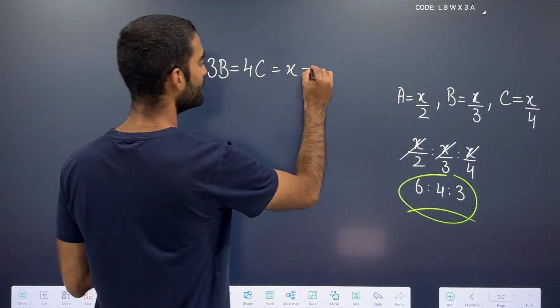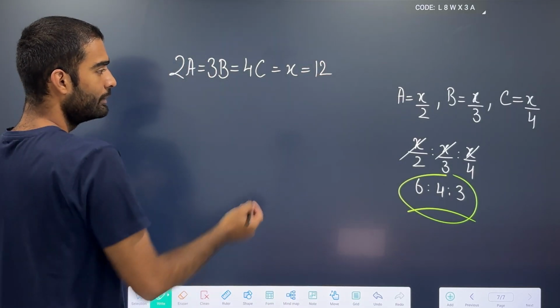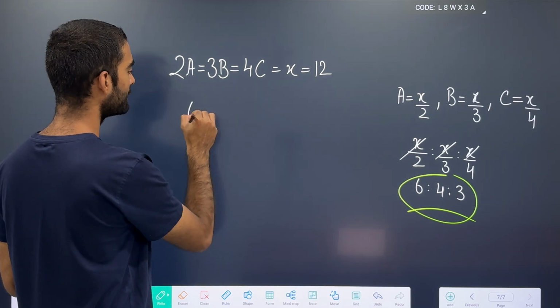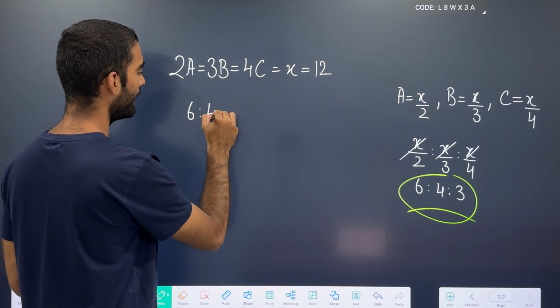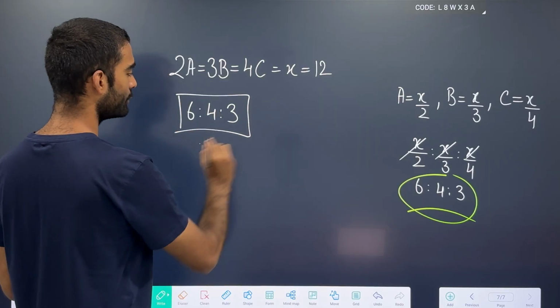Now we can directly assume this x to be 12. Since this x gets cancelled off, we don't bother. A is nothing but 6, B is nothing but 4, and C is nothing but 3. So this is going to be our ratio.